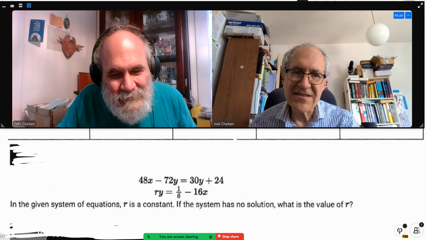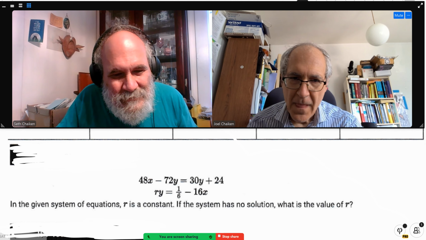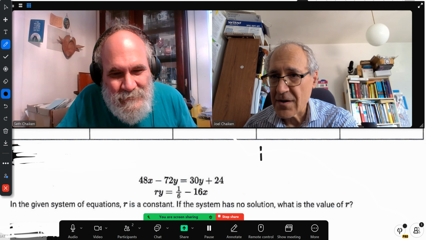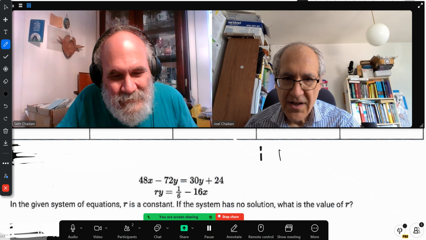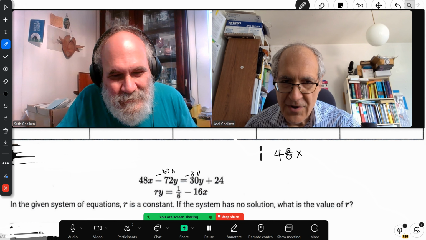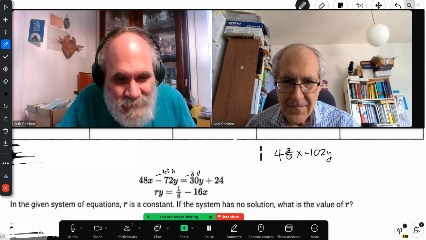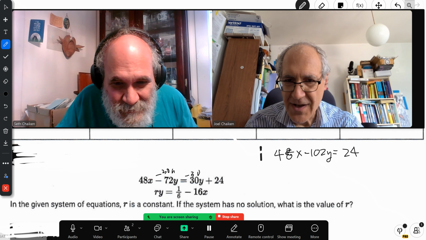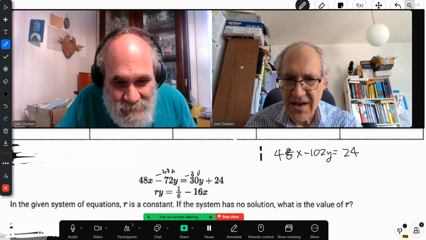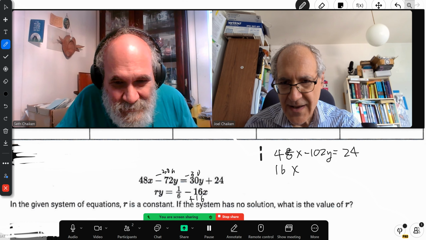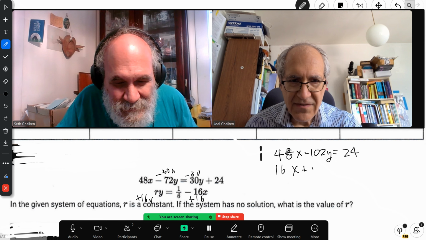I think we have to put the x's and the y's on the same side, don't we? So we are going to annotate, and we are going to do a 48x. Now we subtract 30y, so that's minus 102y is equal to 24. We do a little check to make sure that's right: 30 minus 30 minus 72. Yeah, okay. Now we have a positive 16x because we're moving the 16x to the side, so we're adding a 16x on this side plus ry is equal to 1/6.